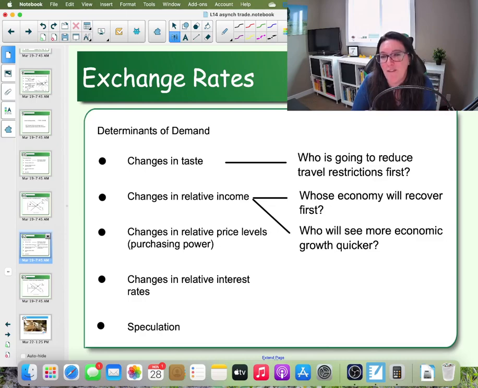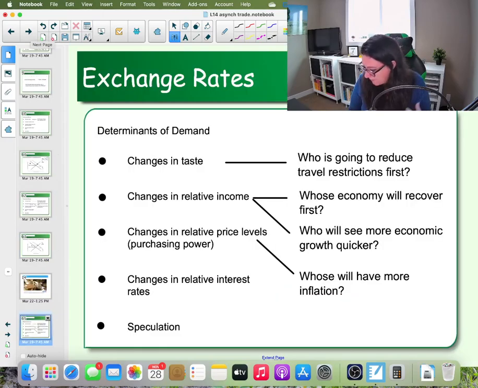But if you are investing in terms of retirement, in terms of buying stocks and bonds, you're going to look for the higher interest rate. So those types of things will impact how much we need a foreign currency and how much of our currency goes out into the rest of the world. So we can manage and change that exchange rate by manipulating some of these through our monetary policy.